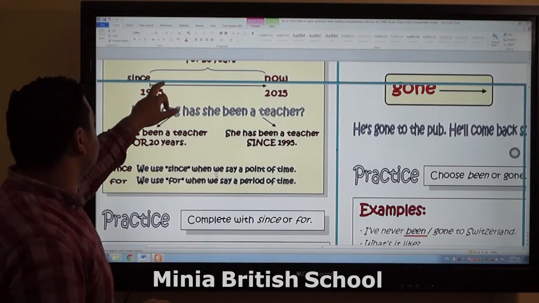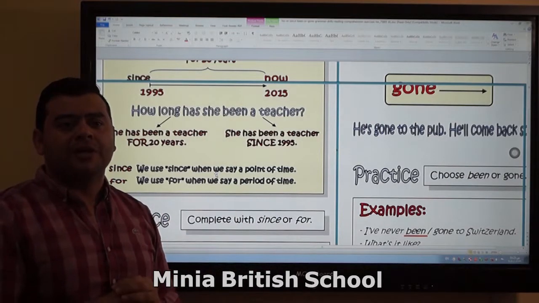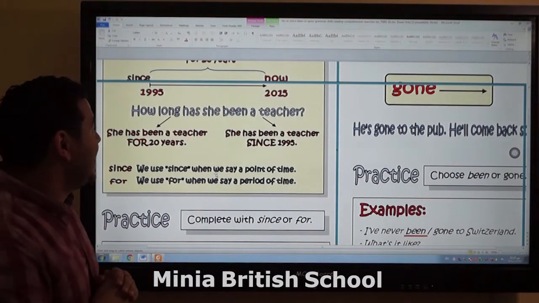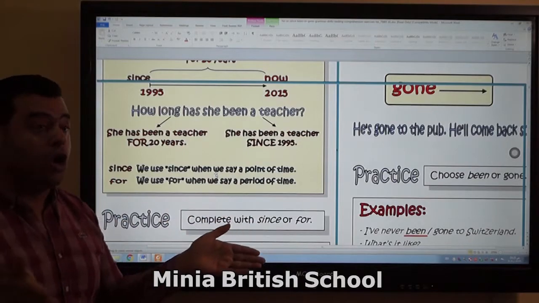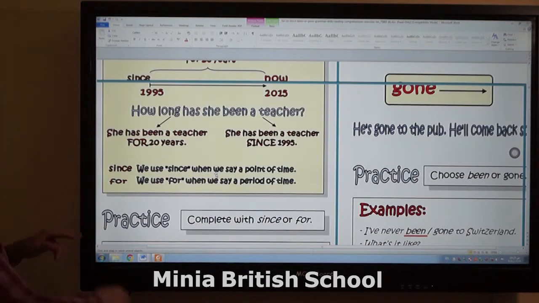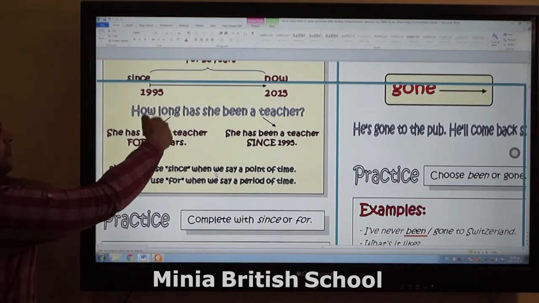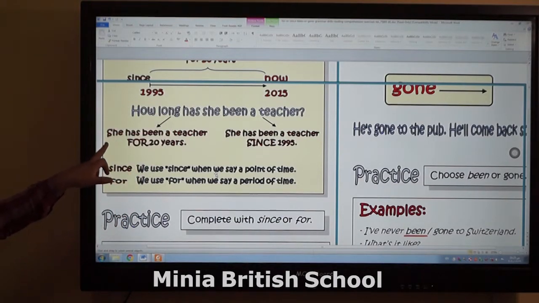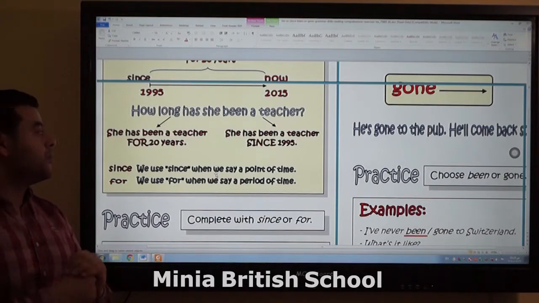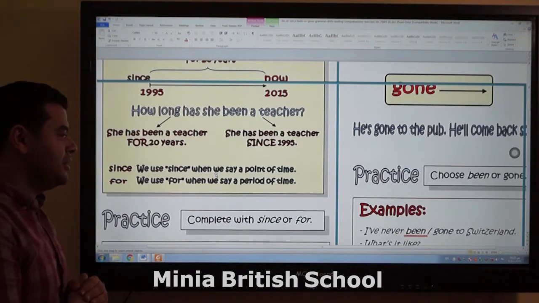And how can we make up a question over these things, since and for? If you find an exam with since and for, and they ask you to form a question, it's very easy. How long? For example, she's been a teacher for 20 years. When you form a question, you start with the question word, which is how long. Then cross the subject with the auxiliary. How long has she been a teacher? For 20 years.